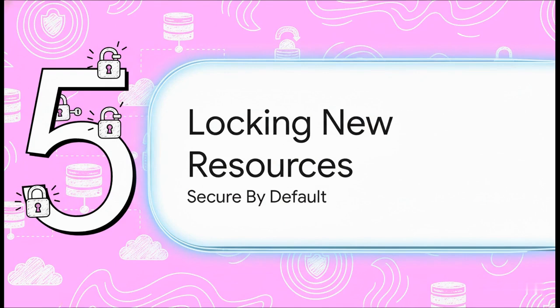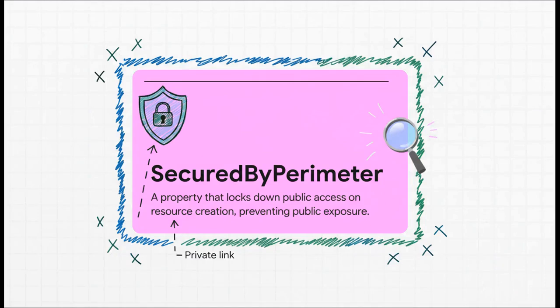Now, that's the plan for all your existing stuff. But what about when you're spinning up something brand new? Well, for those, we can take a secure by default approach that locks them down from the very second they're created. This is where another super handy property comes into play. It's called secured by perimeter. When you set this at the moment you create a resource, that resource is basically born locked down. It has zero public network access. The only way in is through a private link until you explicitly add it to a security perimeter. This is huge for preventing accidental public exposure.